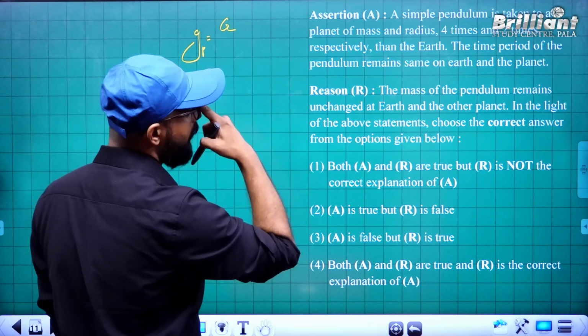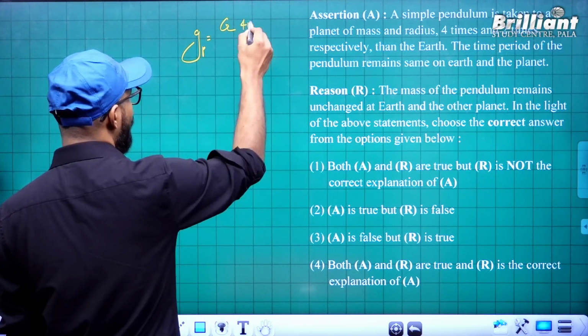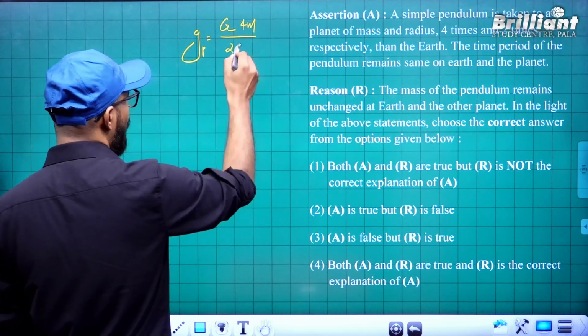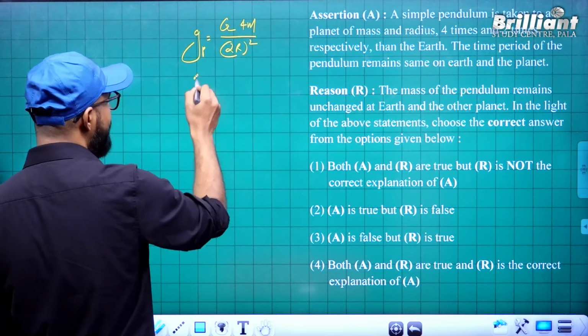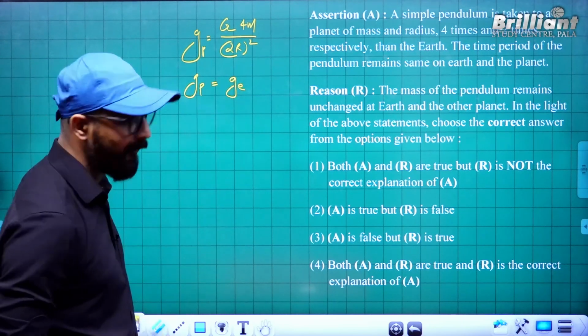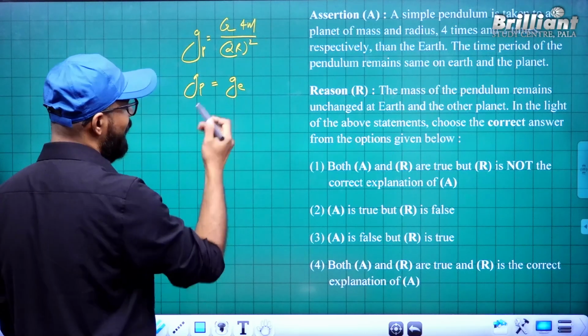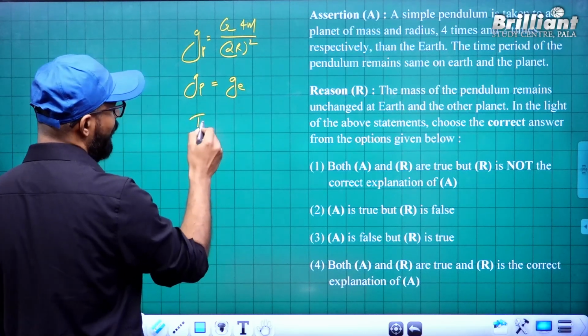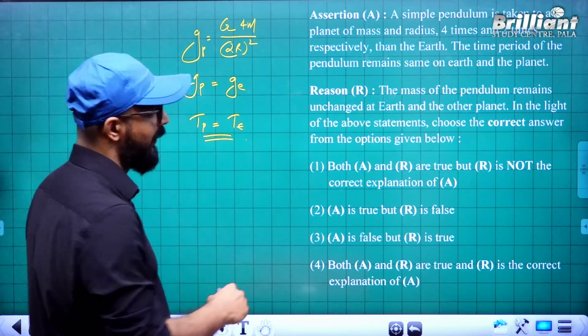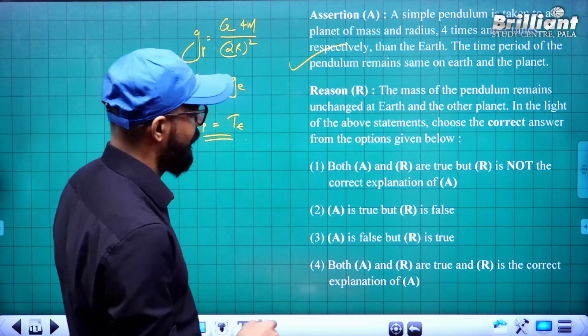G m by r square. What is happening to the mass? Mass has become 4 times. So 4m divided by radius has become 2 times, 2r the whole square. And you can see the gravity of the planet will become equal to the gravity of the Earth. So that means length does not change, so everything remains the same. So the time period in the planet and the time period on the Earth will remain the same. So the first statement given is correct.